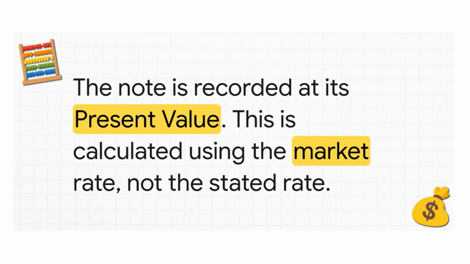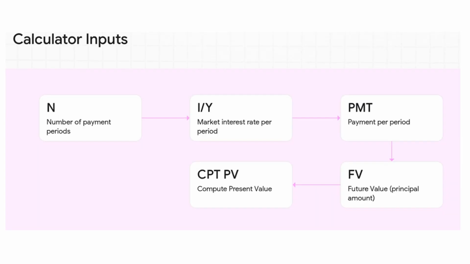We can use either the Excel formula or the financial calculator. These 5 inputs are your best friends. You just need to figure out the number of periods, plug in the market rate for I over Y, the payment, the face value, and then solve for PV, the present value.